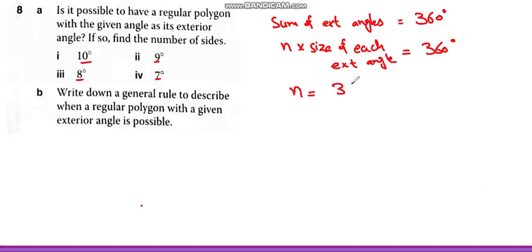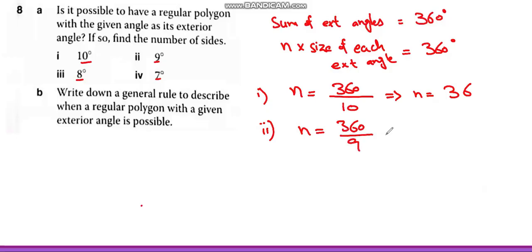We can divide 360 by the size of each exterior angle. So first we can divide by 10, and we will get n as 36. So it will be a 36-sided shape where the size of each exterior angle will be 10 degrees. Now let's work out the second part, meaning 9 degrees. If the size of each exterior angle is 9 degrees, we can divide 360 by 9 and we will get 40 over here, meaning it will be a 40-sided shape.